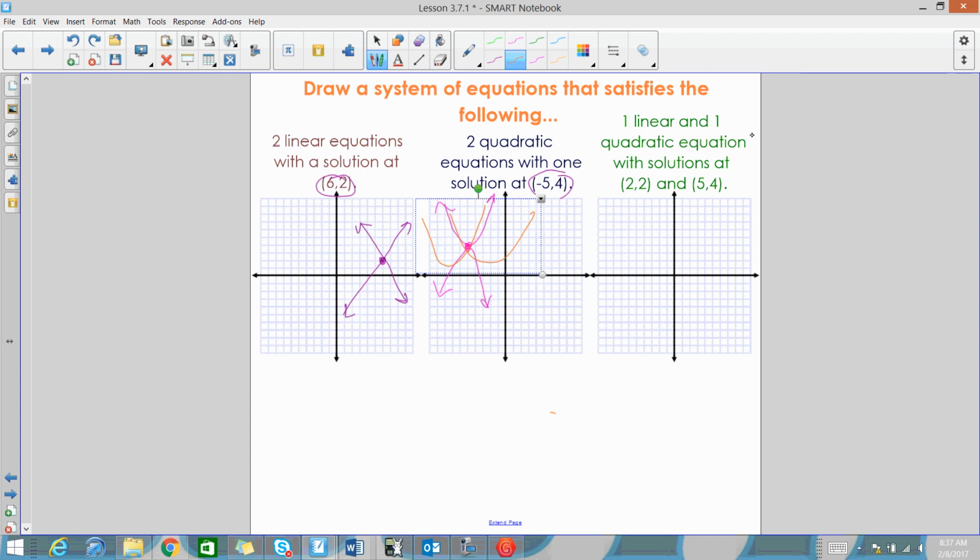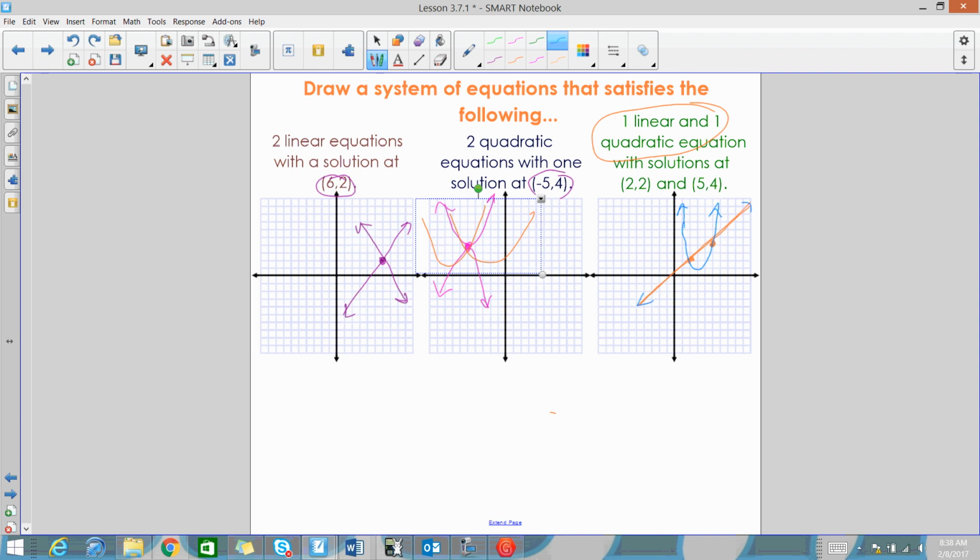Now lastly, it's one linear and one quadratic. This is what we're going to be dealing with today. But this has two solutions: a solution at 2, 2, and then a solution at 5, 4. So what I would do is put my line through these, because my line has to have these two as solutions, and then I'm going to make my quadratic do something like this. You see that? Again, it's not super accurate, but it's just trying to get you the idea.